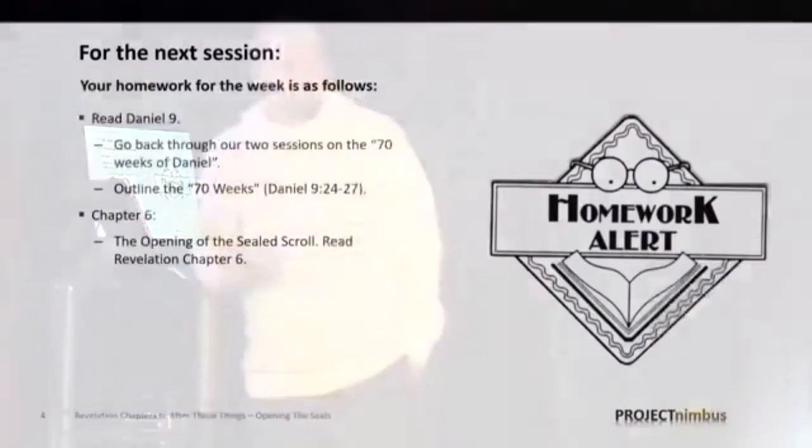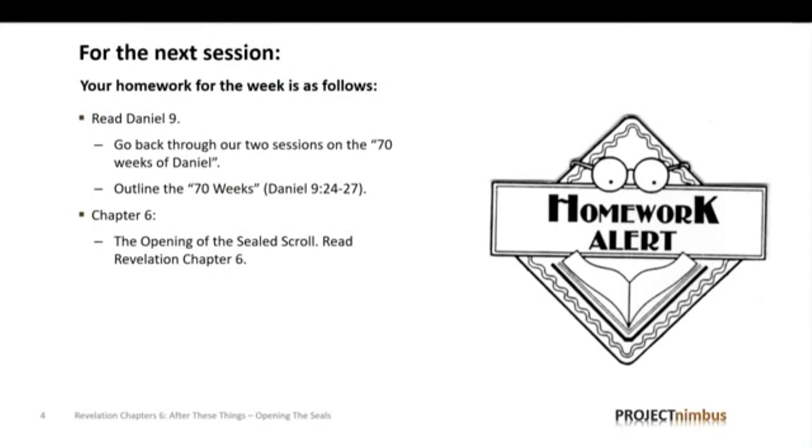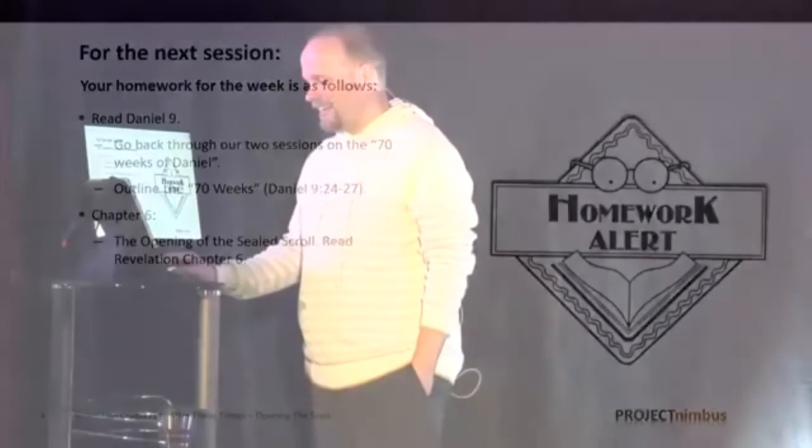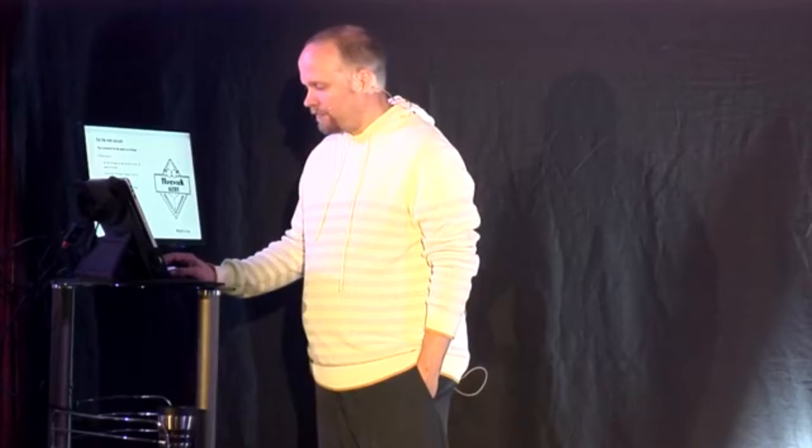Now, at the end of Revelation chapter 5, we did give you some homework. Especially if you're watching this back online and not live, here's where you want to be. You want to have read Daniel 9. You want to have gone through the two sessions we did on the 70 weeks of Daniel and made yourself familiar with that prophetic text, specifically Daniel 9:24 through 27. And then, of course, you want to read Revelation chapter 6 and understand the opening of those scrolls. Out of the six seals on the seven sealed scroll that are opened in Revelation chapter 6, we're going to deal with the first four in this session.